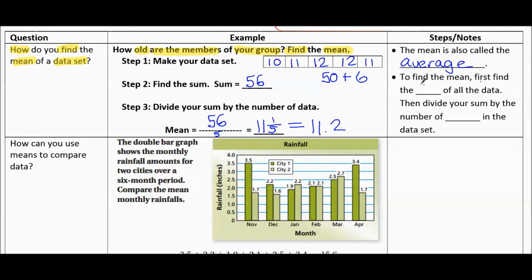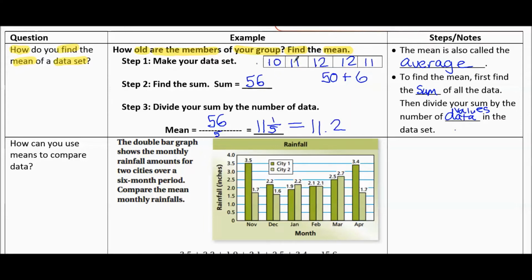To find the mean, first find the sum, the total of all the data, then divide your sum by the number of data. Or I should say values. The number of values, which are numbers, in the data set. I think you understand what I'm after here.